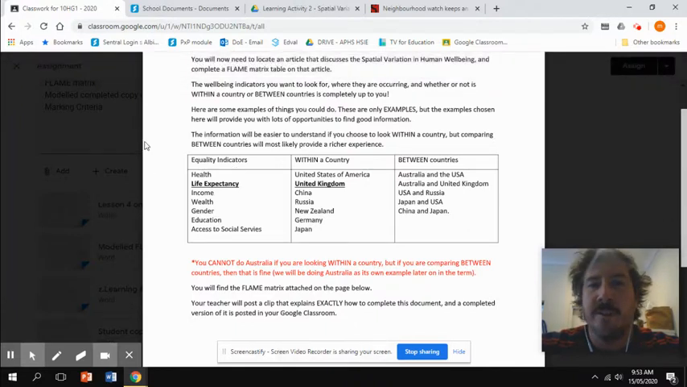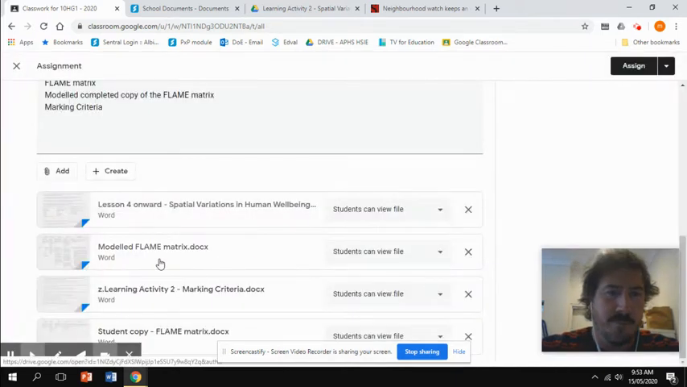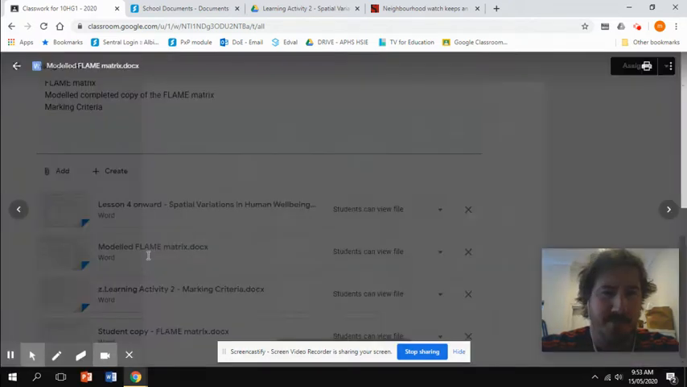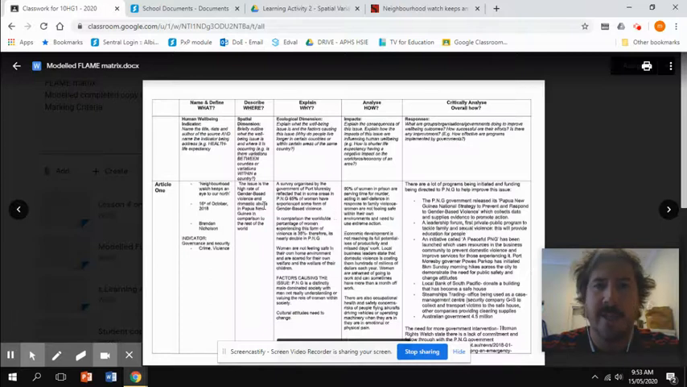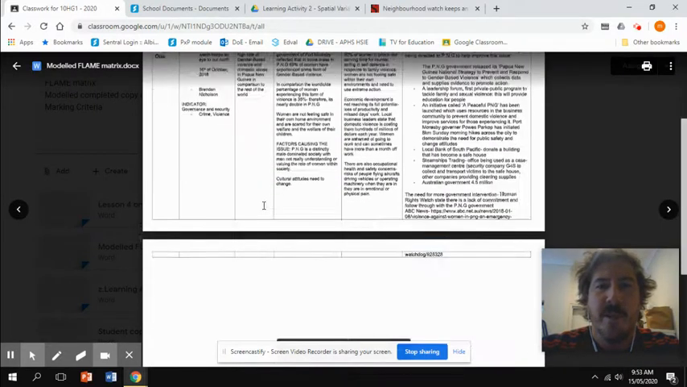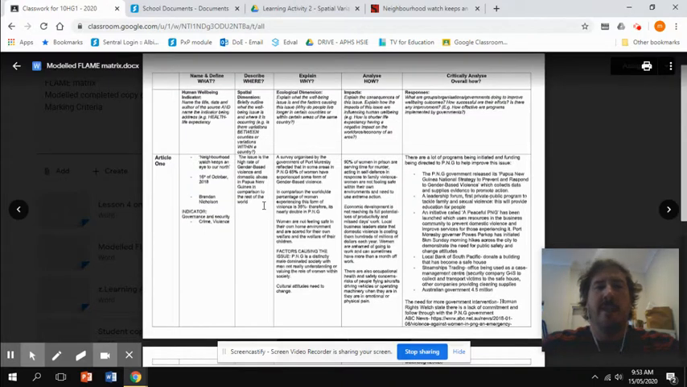I'll just show you guys the completed example of what it should look like, hopefully. So the modeled flame matrix is what you're going to want to pick on. Okay, here it is. Here is the example that's been posted up on the page.